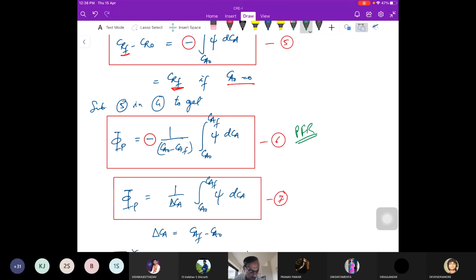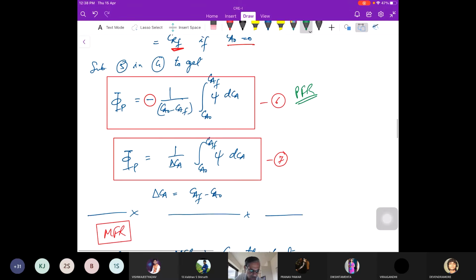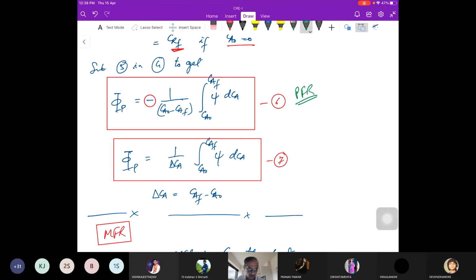Okay, so we can write this as phi p is equal to 1 upon delta CA, integral CA0 to CF psi into dCA. Delta CA is nothing but CF minus C0, so the minus C0 will cancel out. And we'll be using this in many of the calculations. In the examples we solve, we'll use equation 7 for calculating the value of CR or CRF.